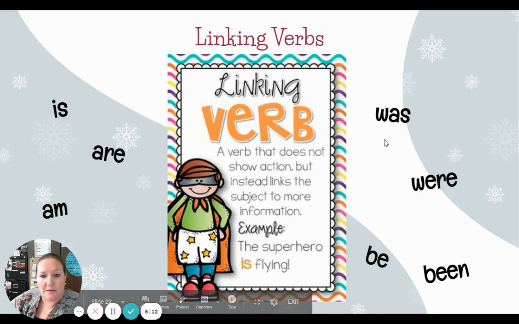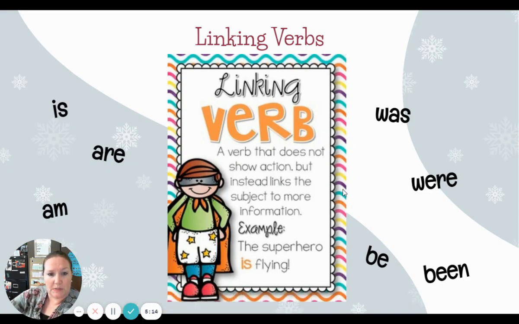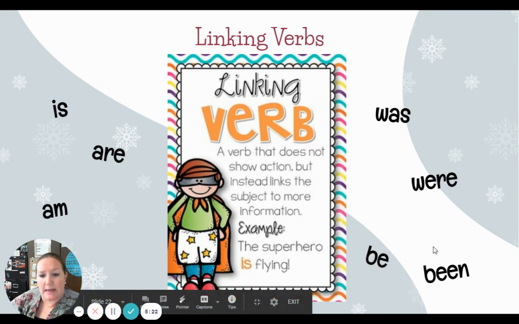All right, friends, so we've taken a look at our linking verbs that we use when we're talking about the past today. Was and were. Tomorrow we'll hop to the future and talk about be and been.